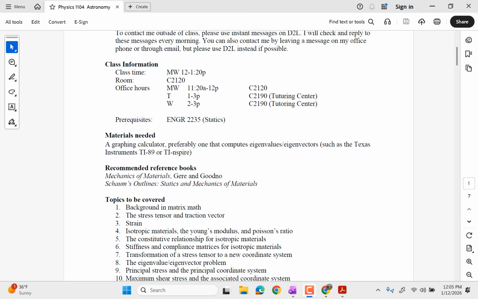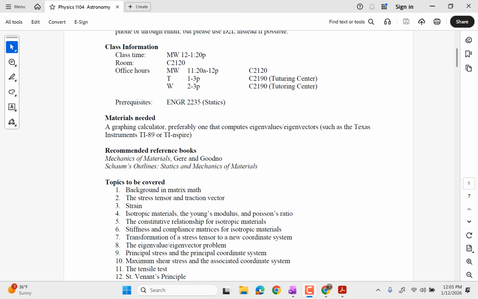The only prerequisite for this class is statics, and we are going to use statics quite a bit. The materials you need: there's no textbook for this class. It's all just based on my lectures. You do need a graphing calculator, one that does what we need in this class, which is matrices and vector calculations. If you're in the market for a new calculator, one that does eigenvalues and eigenvectors would be a good idea. But if you already have one you're happy with and it doesn't do that, that's fine.